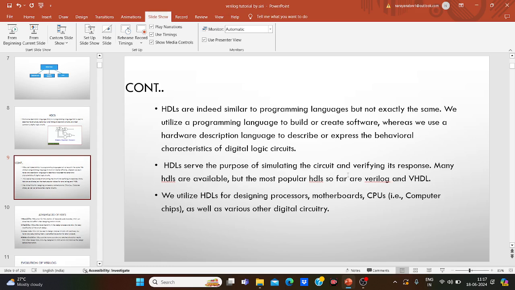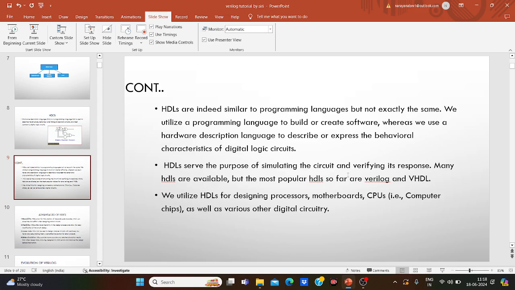These two are the most popular HDLs: one is Verilog and the second one is VHDL. As I already told you, HDL is a hardware description language. So why do we use them? We use them for designing various processors, motherboards, CPUs.